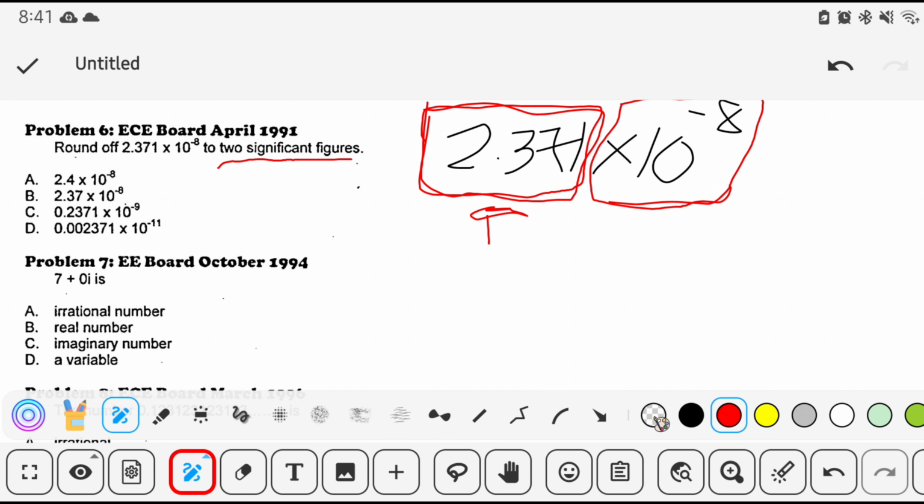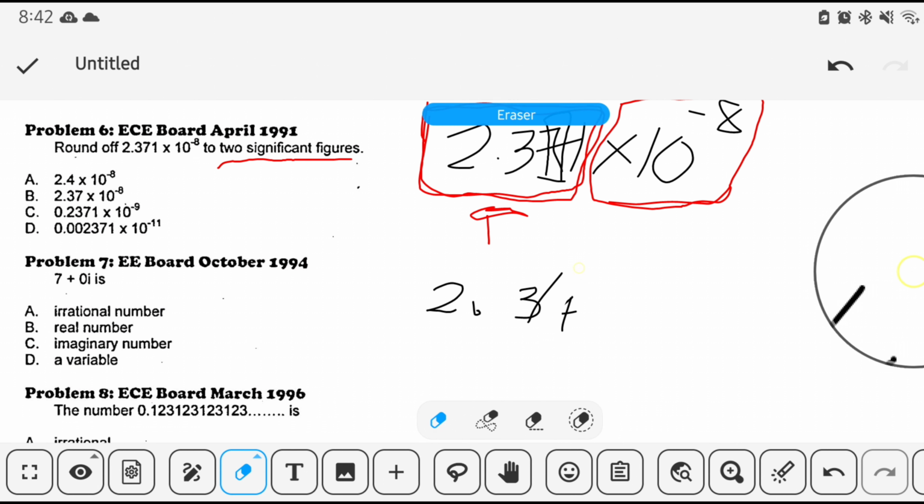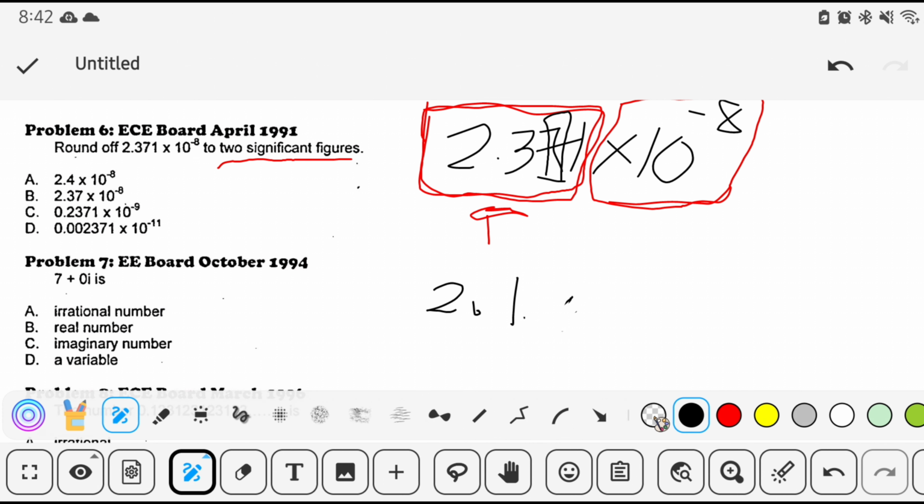So now we have 2.371, which actually has 4 significant figures, and we are asked to have only 2 significant figures. So we can write it like 2 point, it's either 3 or 4. Now checking the number after 3, which is 7, that is greater than 5. We're going to round this up into 4, so our answer would be 2.4 times 10 to the power of negative 8.